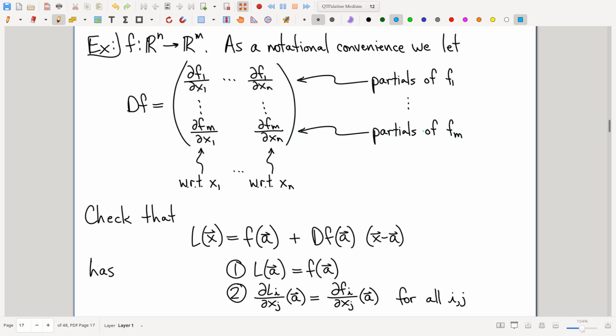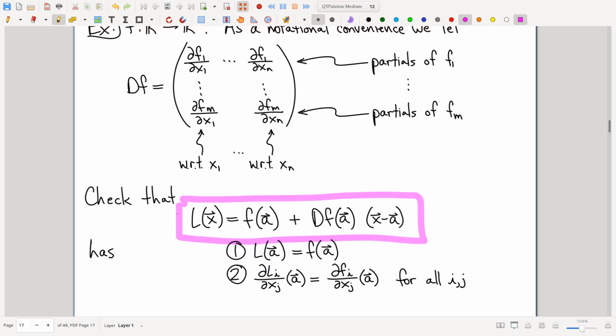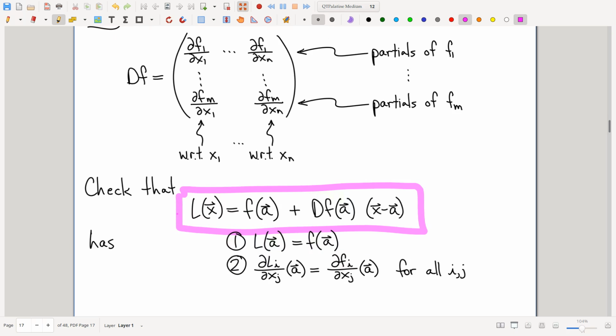Okay. With that notation settled, here's the formula for the linear approximation. And notice it's got that same structure that the previous formulas had. It's f of a plus something times x minus a. It's just that now this something is not a scalar that you're multiplying by x minus a. It's not a vector that you're dotting with x minus a. It's a matrix that you're matrix-vector multiplying by x minus a. So structurally, very, very similar.